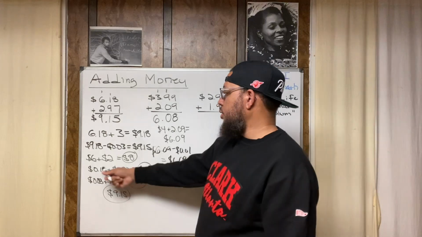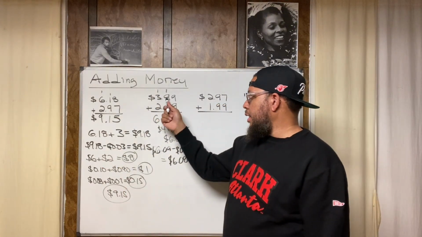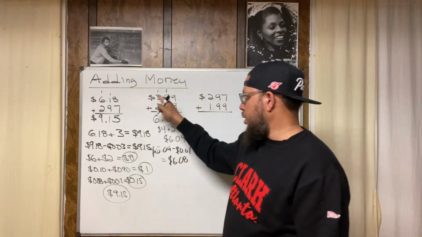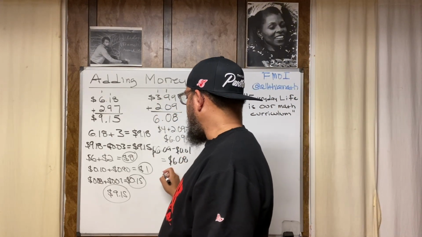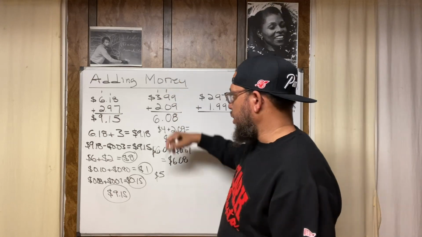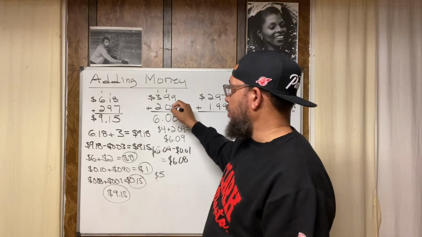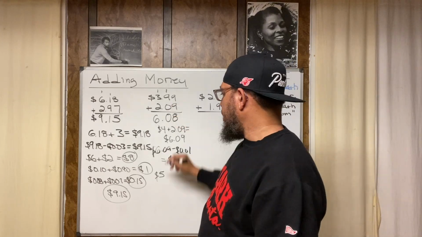All right. Now we could do it this way too. You could do the 3 plus the 2 to get 5. You could do the 90 cents plus the 18 cents. So look, 3 plus 2, that's going to be $5. Where do I get the $5 from? $3 plus the $2. And then the 90 cents, and this is 0. There's nothing in the tenths place, right? Nothing there. So it's just 90 cents.